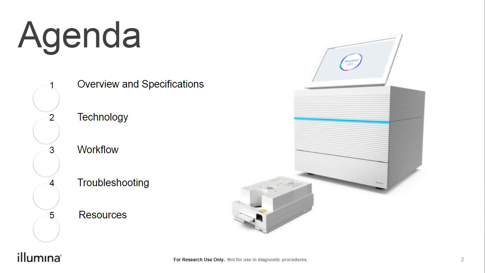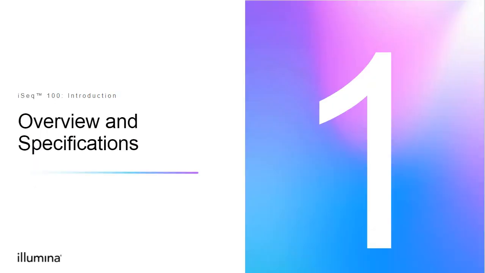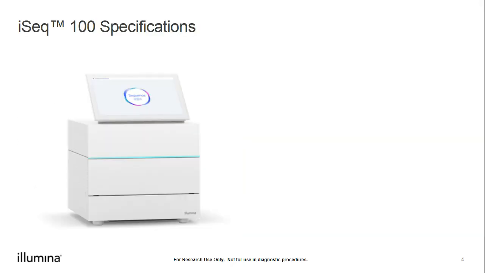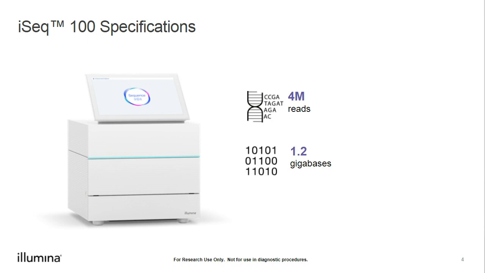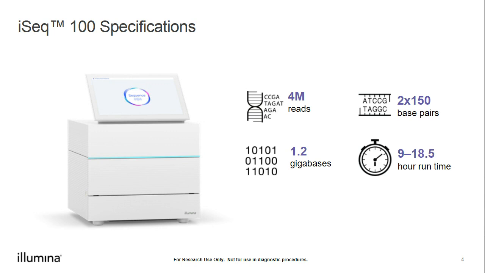All right, so we can go ahead and get started on overview and specifications. So this is the iSeq 100. It is the smallest Illumina sequencer at about 1 square foot of bench space, but it's still capable of generating over 4 million reads passing filter. When a run is set up as a 2x150 run, it generates over 1.2 gigabases of sequencing data. The max supported read length is a 2x150, which takes about 18.5 hours to complete, with sequencing of greater than 80% bases higher than Q30. Shorter reads will take less time and generate less data. We'll go over what some of those run times might look like at the specifications part of this section.